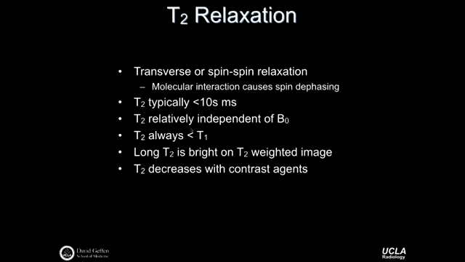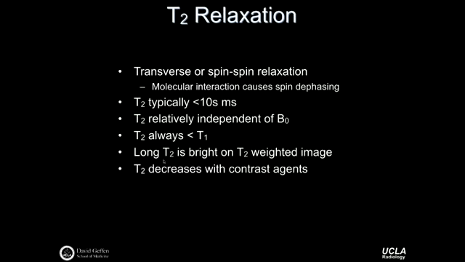And T2 is actually relatively independent of B0. So whereas T1 had some B0 dependence, T2 is a little bit more constant. You'll remember this, but it's important that T2 is always less than T1. In the limit, they're actually quite close to each other, but in general, the T2 is usually a fair bit, maybe an order of magnitude less than the T1.